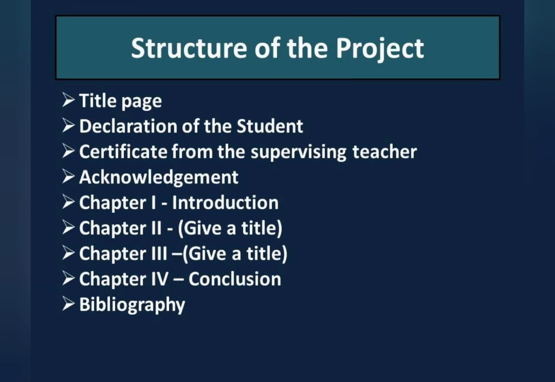The structure of the project should contain a title page, declaration of the student, certificate from the supervising teacher, acknowledgement. Chapter 1 is introduction, chapter 2, chapter 3, chapter 4 is conclusion, followed by bibliography. So for a BA project, there can be at least 4 chapters, but for a PG project, it is 5 chapters and you have to include more pages.